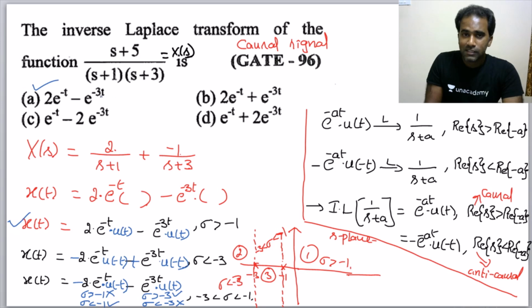So since it is a causal signal, by default we assume it is a causal signal, they don't multiply u of t also. Okay, because by default we're going to assume that it is a causal signal. Right, so this is the answer. But the exact answer according to the bilateral Laplace transform is this one. This is the best way to write. But when they are talking about the unilateral Laplace transform, there is no need to multiply u of t. We'll understand about the unilateral Laplace transform a little later.